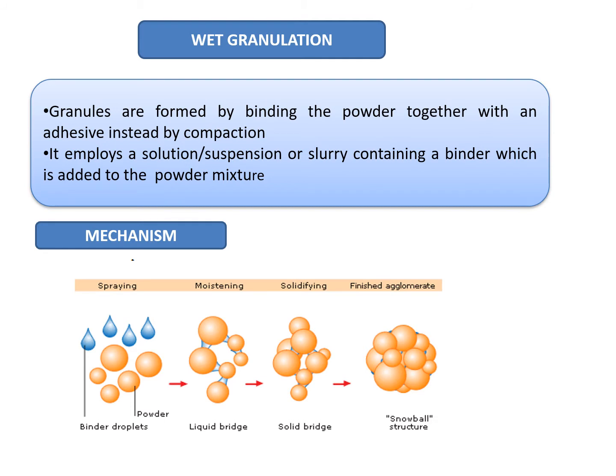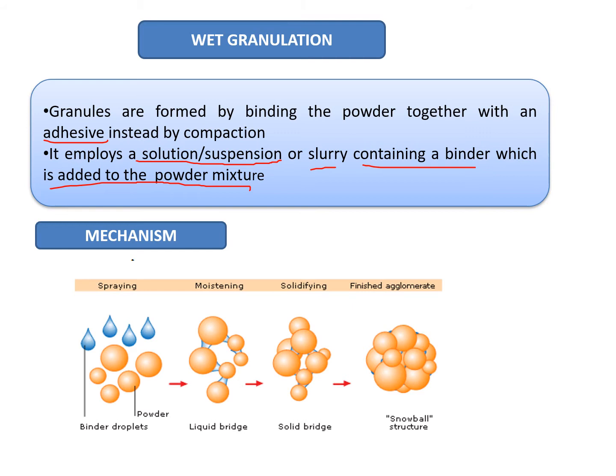As we discussed in the previous video, we use the process of compaction for dry granulation, whereas in the case of wet granulation, we use an adhesive for the preparation of granules. It employs a solution or suspension or a slurry containing a binder which is added to the powder mixture. So a solution, suspension or slurry of a binder is used for the preparation of granules.